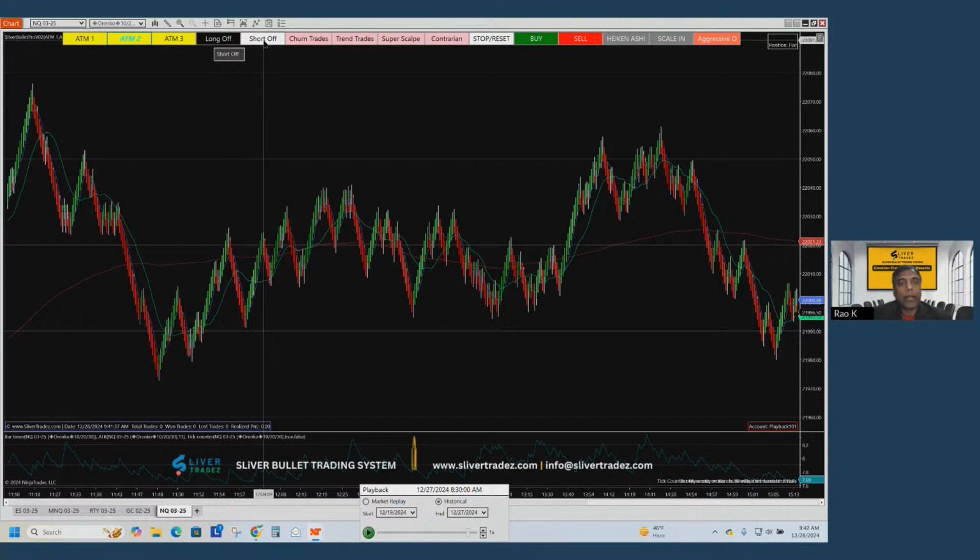And I will use the contrarian 2 strategy, which I don't believe I have given you a demo with. I'm going to use contrarian 2 strategy, and I will have scale-in button on and aggressive button on. So these are the buttons on for the strategy. The direction I haven't decided. At market open, I will decide the direction.